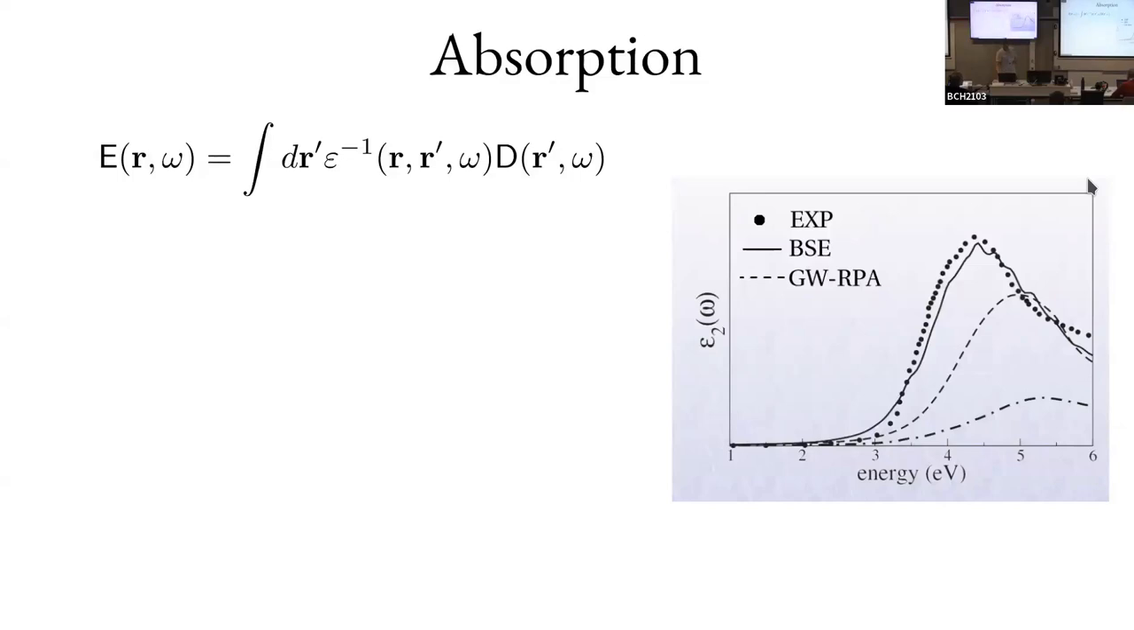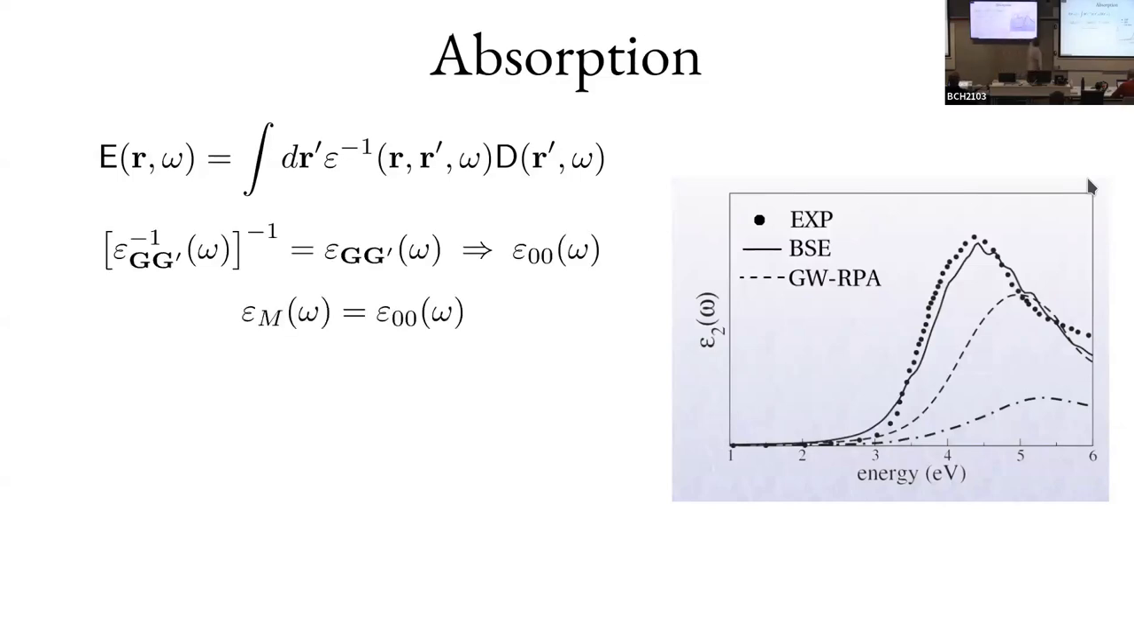So now you would say, well, I have epsilon minus one, G G prime, Q and omega. If I have the whole matrix, I can invert it, so I have my dielectric function in G G prime. And as we know now, in order to take the macroscopic average, I could take the zero-zero component and define the macroscopic dielectric function as the zero-zero component of my epsilon, right? And unfortunately, this is wrong. You cannot do that.